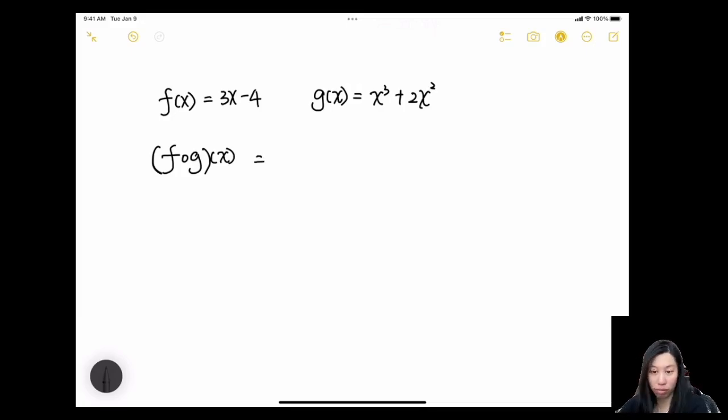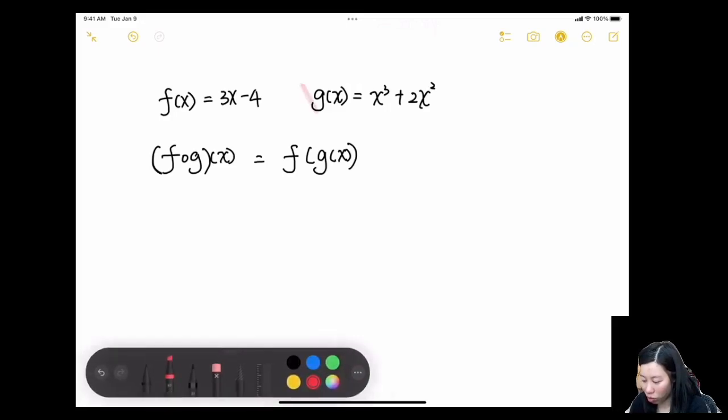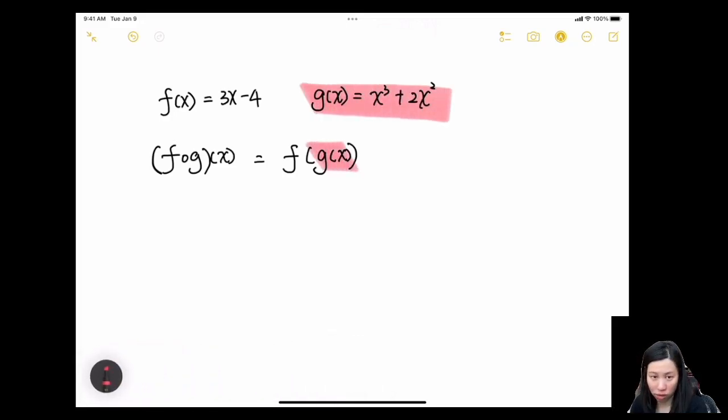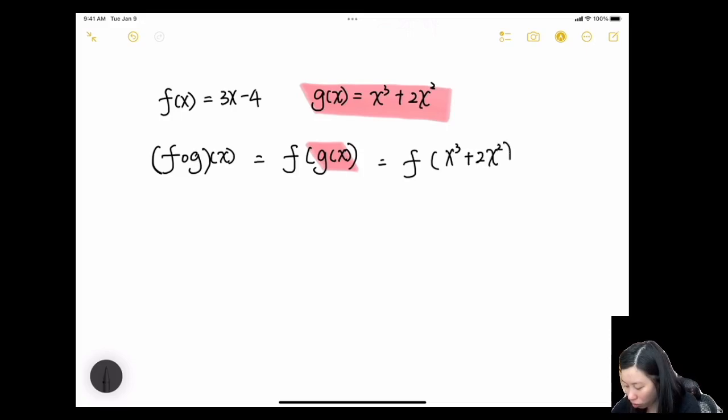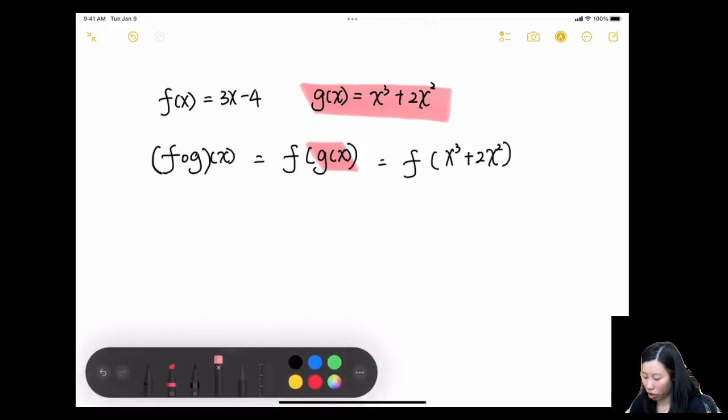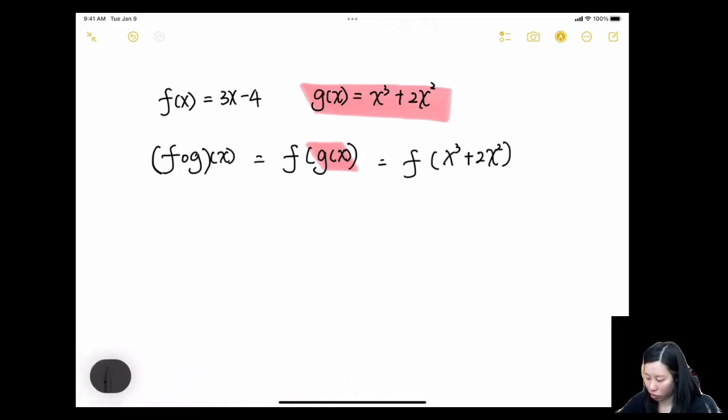So now, shall we continue? We have f of g of x. We want to integrate g of x into f of x. So the first step is what? You want to substitute this part as g of x, because g of x is equal to x cubed plus 2x squared. That's given. So I have f of this part. Let me use the highlighted part, because these are equal by the given information.